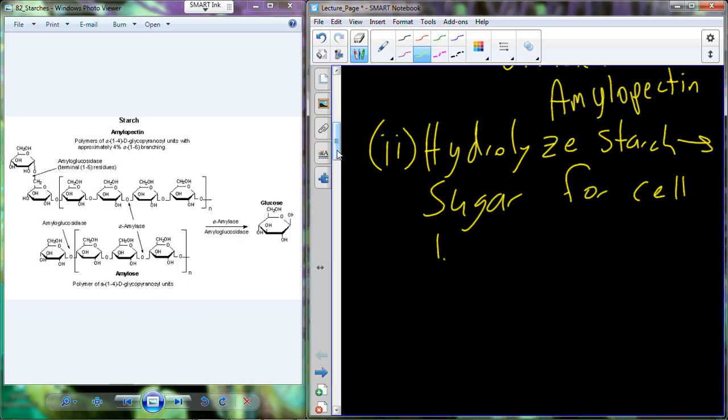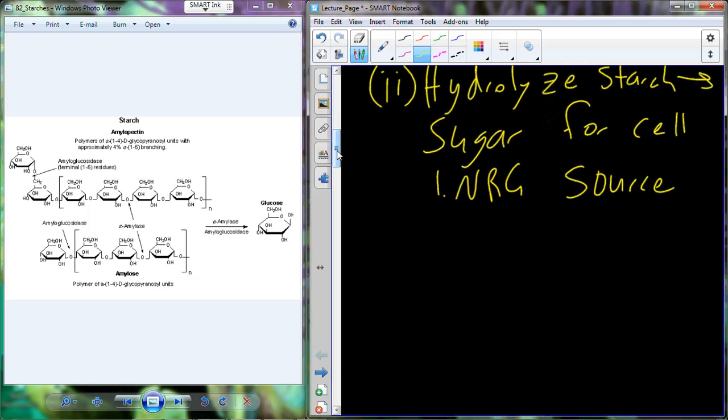Now, this process does require energy, but yields a bunch of energy forms. So we can use it as an energy source. Now, what else would we need as humans, or as organisms that are consuming a potato for lunch, to be able to utilize and break out those individual glucose monomers? How do we catalyze any of our reactions in cells? Enzyme. We're going to need an enzyme.